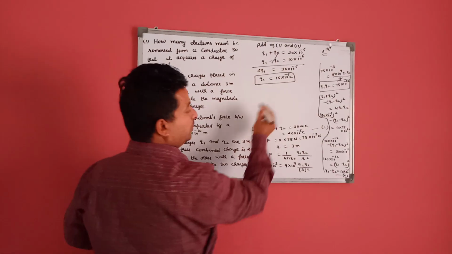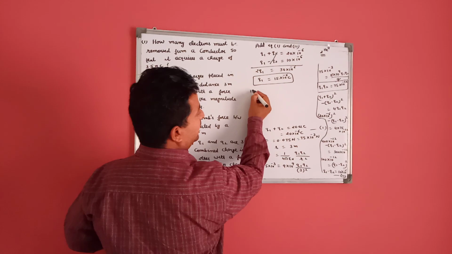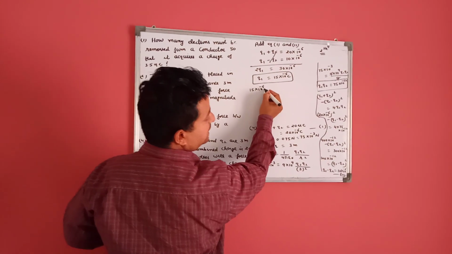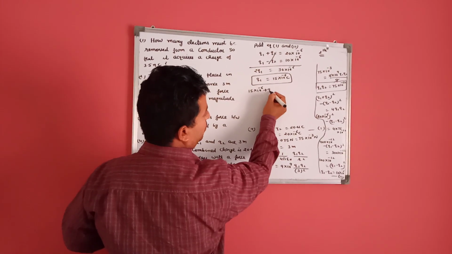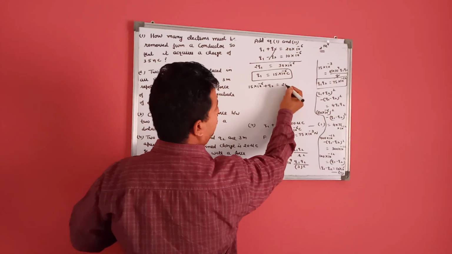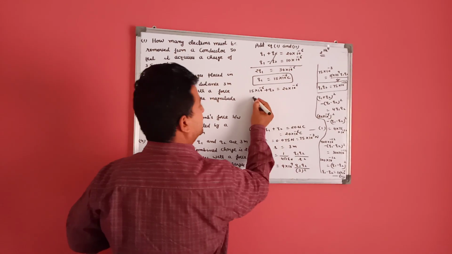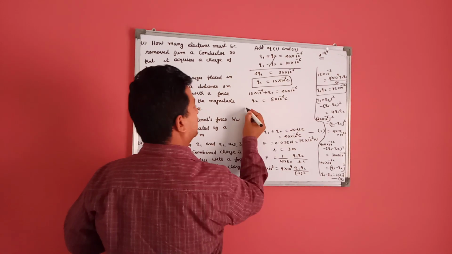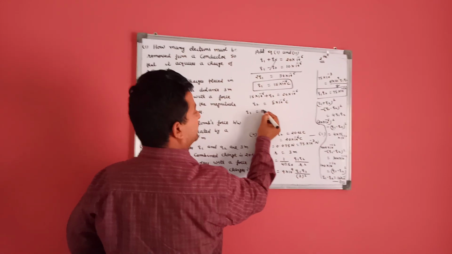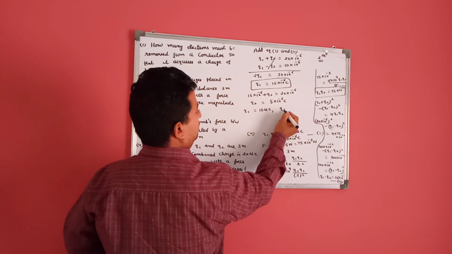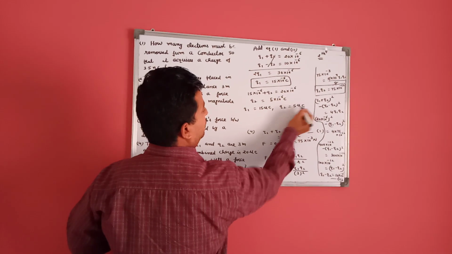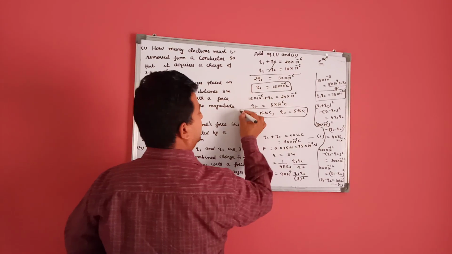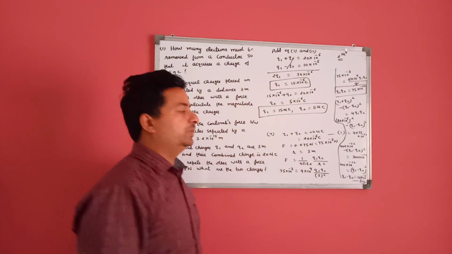Put the value of Q1 in equation 1, that is 15 into 10 the power minus 6 plus Q2 equal to 20 into 10 the power minus 6. Then Q2 becomes 5 into 10 the power minus 6 coulomb. That is, Q1 is 15 microcoulomb, Q2 is 5 microcoulomb. This is the value of charges Q1 and Q2.